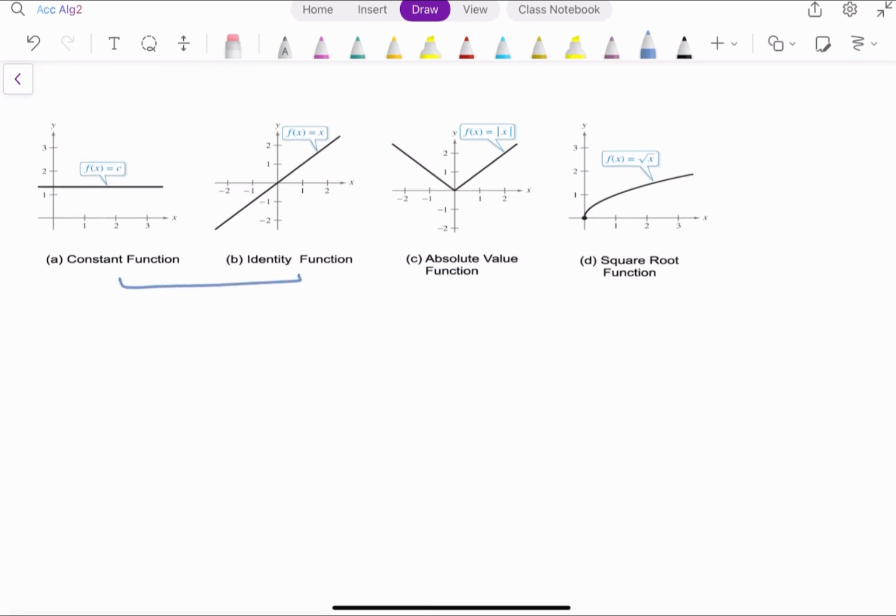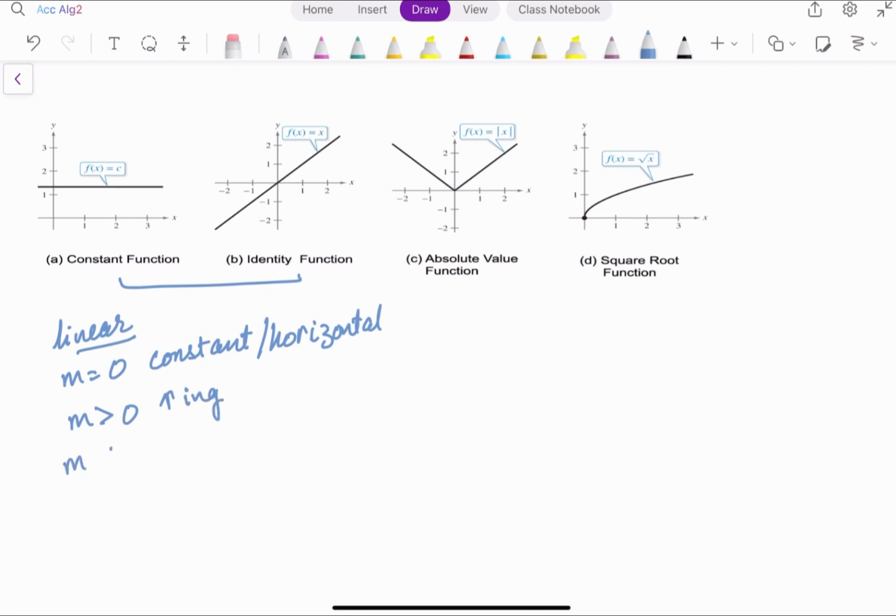So the first two, the constant and the identity function, they are talking about a linear function, because as in the name, linear, it means line. So when the slope is 0, we have a constant function, right? Where slope is 0 on the horizontal line. Now, when the slope is greater than 0, that means we have an increasing graph. When slope is less than 0, we have a decreasing graph.